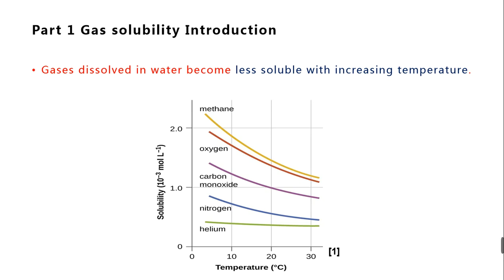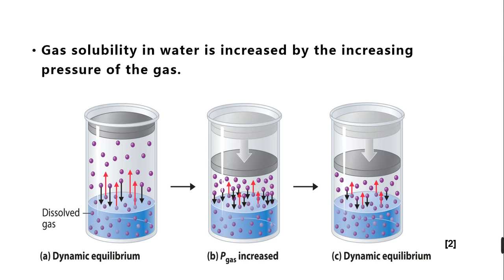Firstly, gas solubility in water is negatively associated with temperature, which means gases become less soluble with increasing temperature. From this diagram, you can see that there are 5 major gases in our lives, and all of them show a decreasing pattern. Next, gas solubility is positively associated with pressure.